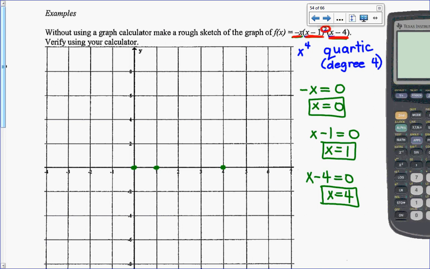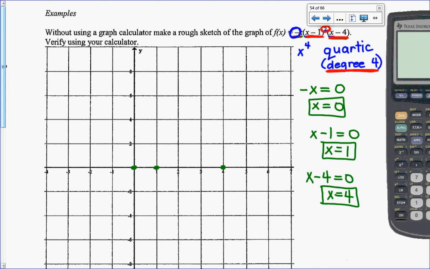Okay, now if this is quartic, if this is a degree 4 function, this is an even degree, which tells me that both arrows, at the beginning of the graph and at the end of the graph, are going to be pointing in the same direction. Will they be pointing both arrows up, or both arrows down? Where do I get that information from? Right, the fact that this is a negative coefficient of x tells me that both arrows will be pointing down. This graph will be opening down.